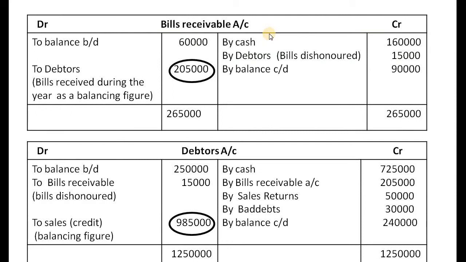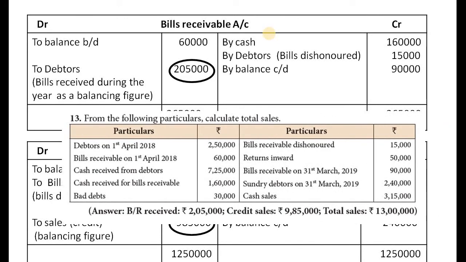Here I have prepared bills receivable account. Here we have a snapshot of problem. You can see the problem while we are entering the details. Bills receivable account opening balance is 60,000. Bills receivable opening balance is entered on the debit side. And closing balance of bills receivable 90,000, that is entered on the credit side.